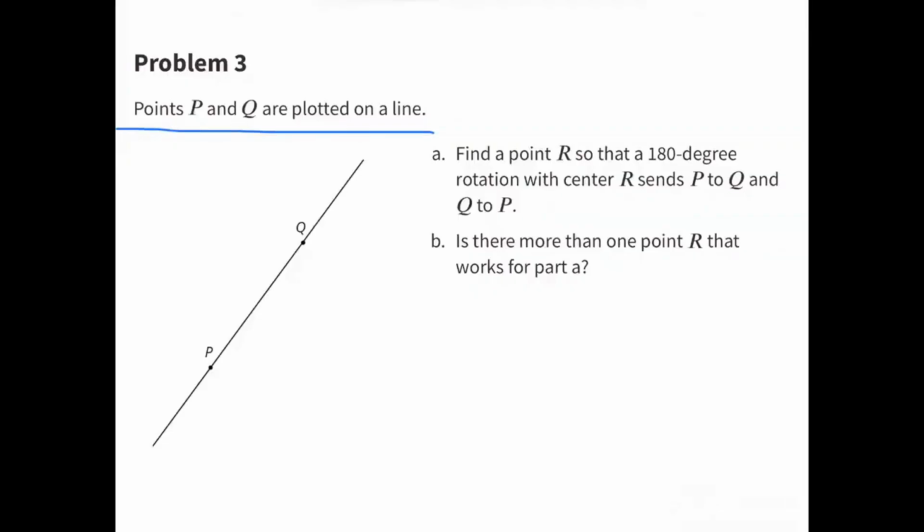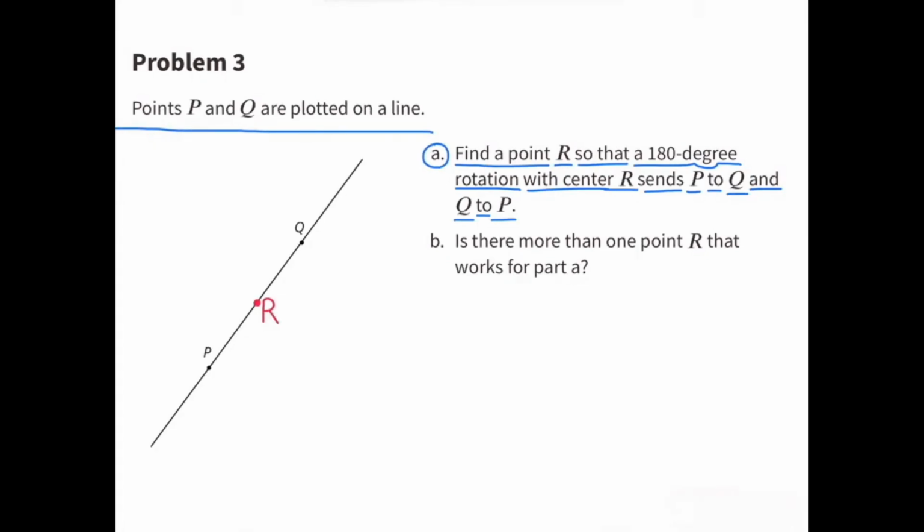Number 3. Points P and Q are plotted on a line. A. Find a point R so that a 180 degree rotation with center R sends P to Q and Q to P. The middle point will be the location for R. It's as if it's the axle and you spin a propeller. Q would go where P is and P would go where Q is.